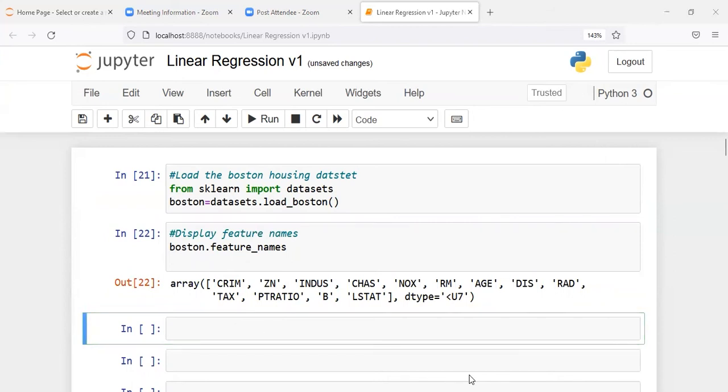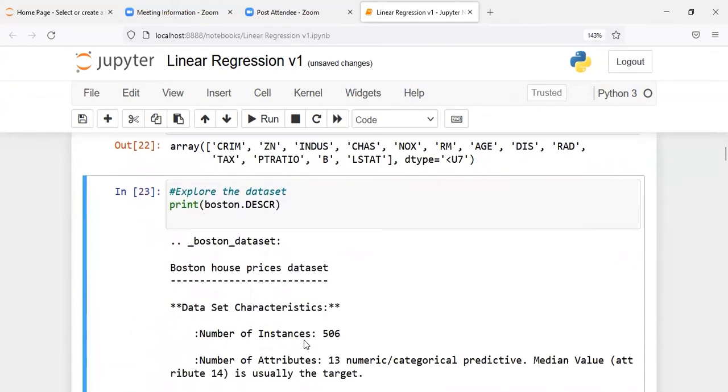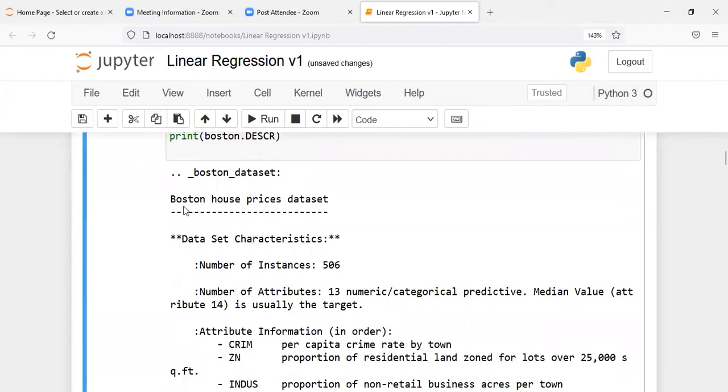Next, I would like to explore the data set in depth. So to explore the data set in depth, I will be using the command describe. As you can see here, Python describes the data set. It gives me the name of the data set as Boston house prices data set. The number of instances in this particular data set is 506. There are 13 numeric variables. We also have house price, which will be acting as the target variable.